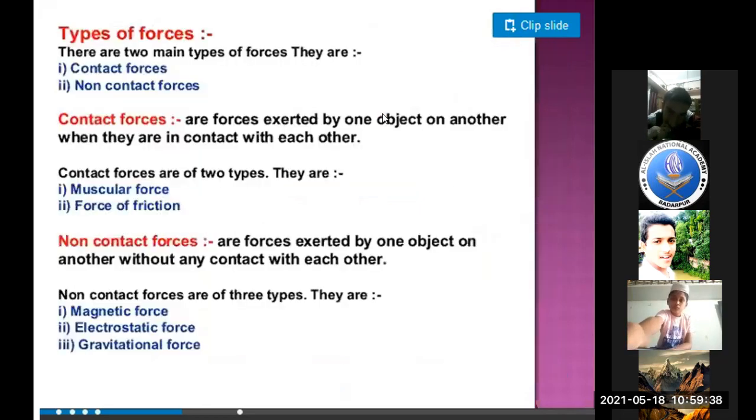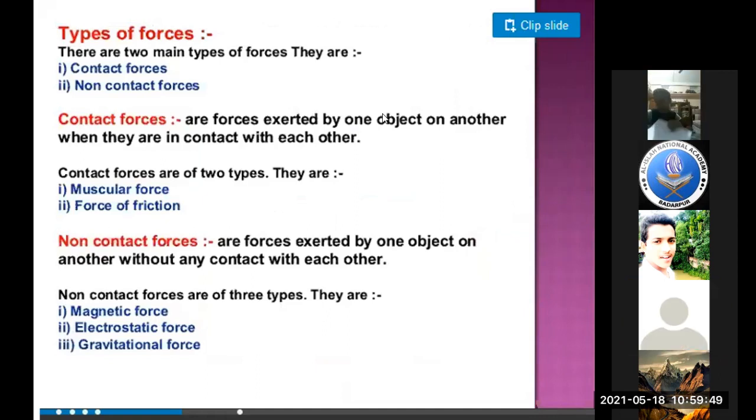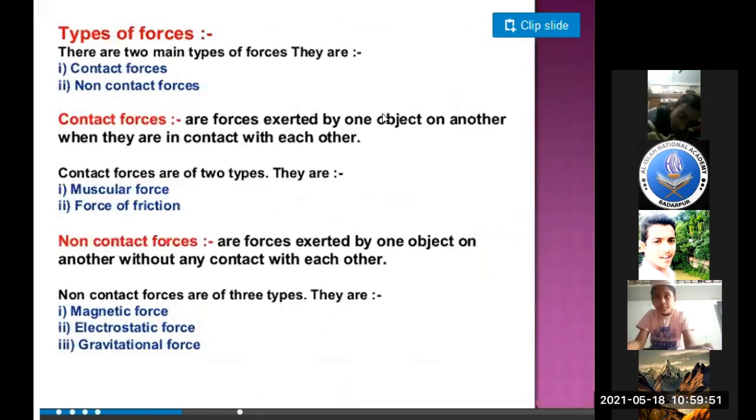So next, types of force. That one you write. Types of forces. That means we have two types. One is contact forces, one is non-contact forces. That means one is with touching and one is without touching. Understood? So let's see contact forces.